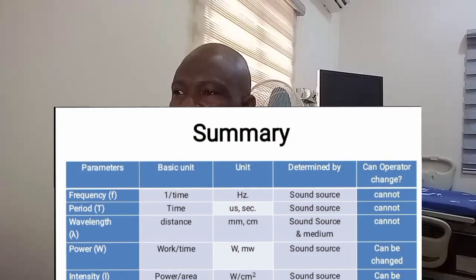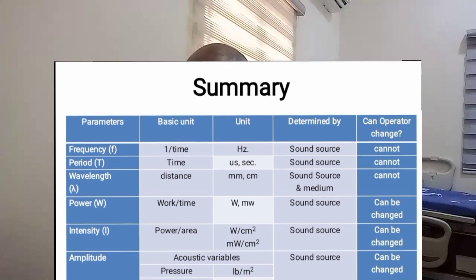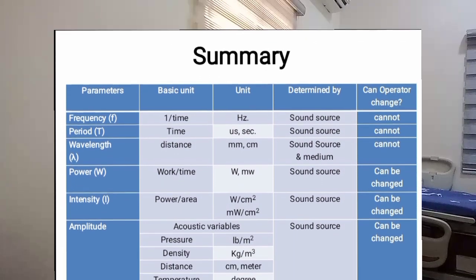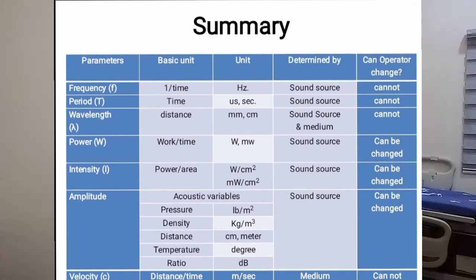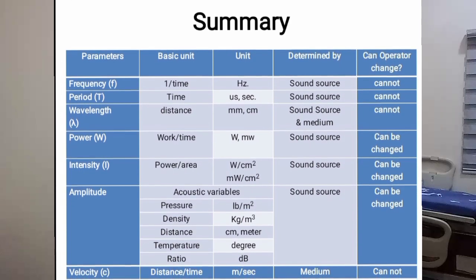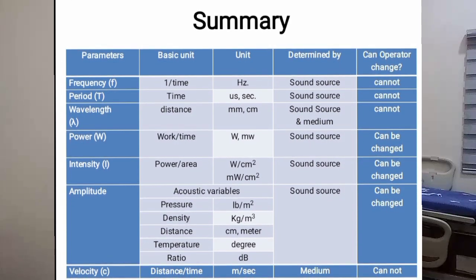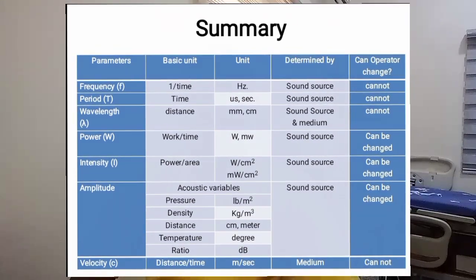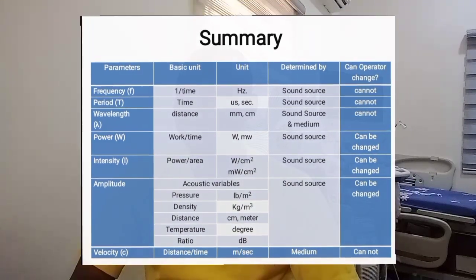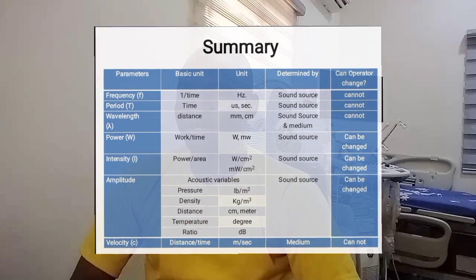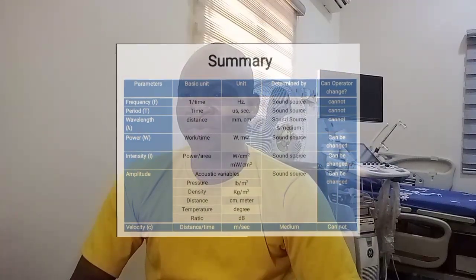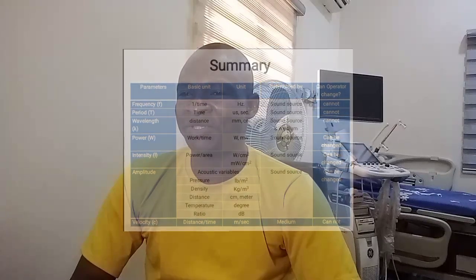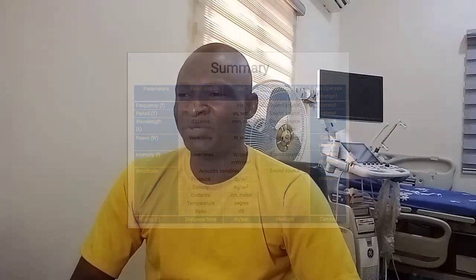Here's the table to summarize the parameters, their basic units, what determines those parameters, and whether or not the operator, the sonologist, can change them. Frequency cannot be changed by the operator. Period cannot be changed by the operator. Wavelength cannot be changed by the operator. Power can be changed by the operator. Intensity can be changed by the operator. Amplitude can be changed by the operator.